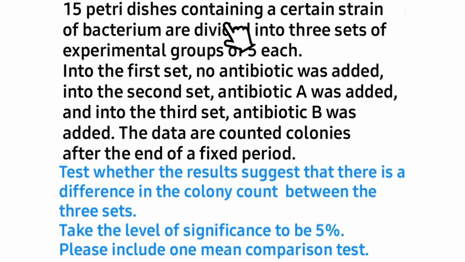15 petri dishes containing a certain strain of bacterium are divided into 3 sets of experimental groups of 5 each. Into the first set, no antibiotic was added. Into the second set, antibiotic A was added. And into the third set, antibiotic B was added. The data are counted colonies after the end of a first period.